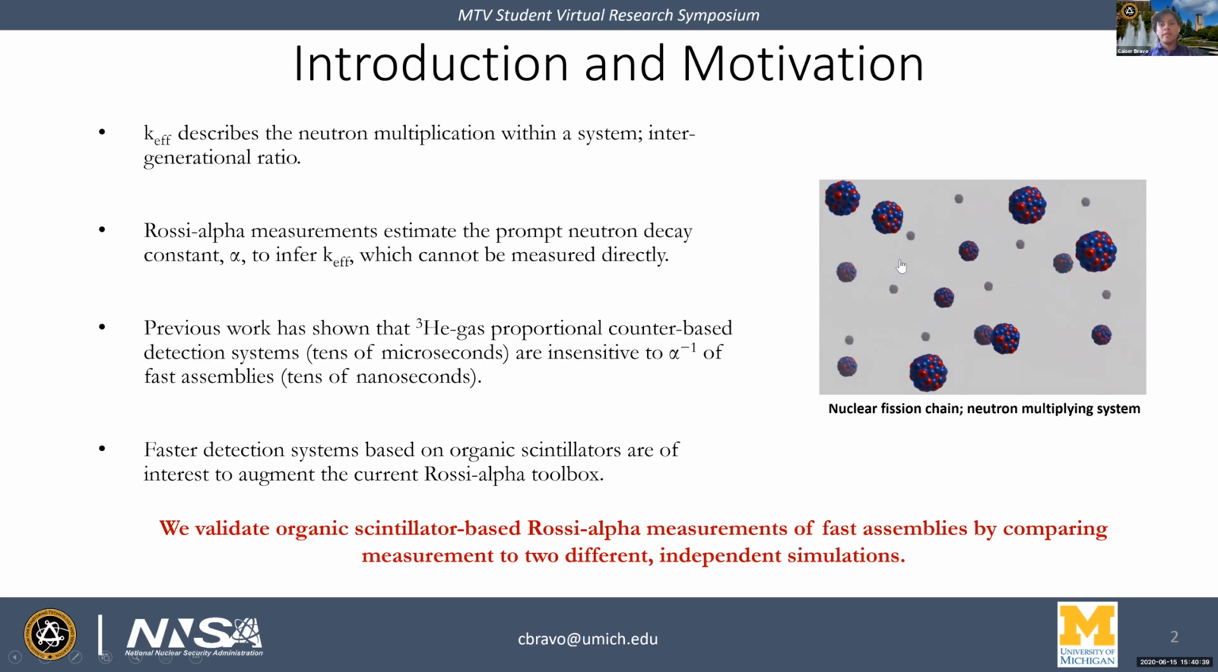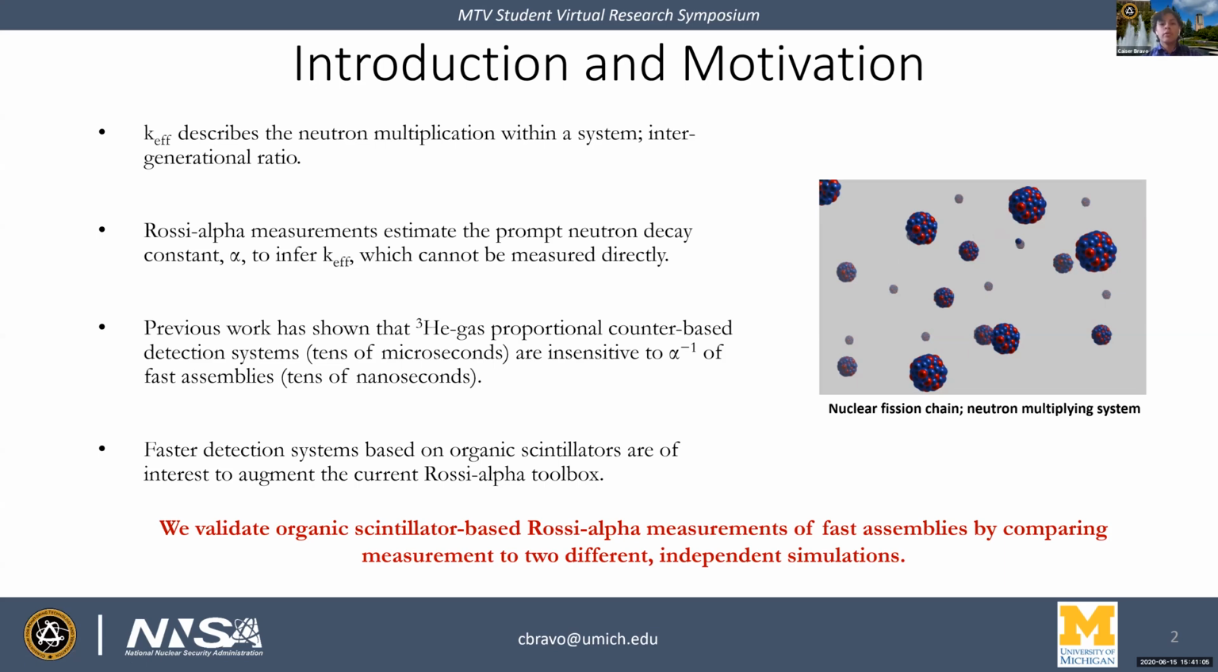Historically, we have used helium-3 gas proportional counters to perform this work, but previous work has also shown that their microsecond systems are insensitive to the inverse alpha, or the lifetime of the neutron, of fast assemblies, which works on the tens of nanosecond scale. Thus, faster detection systems based on organic scintillators are of interest to augment the current Rossi alpha toolbox.